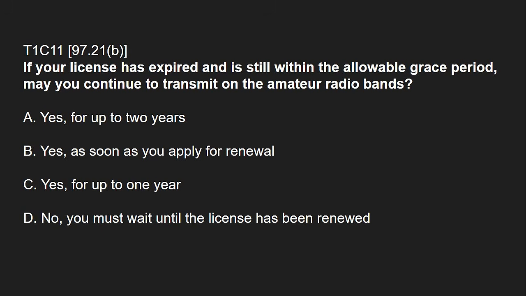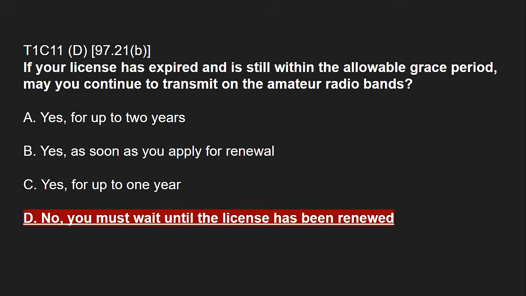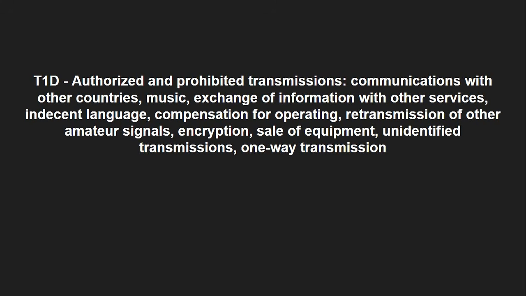T1C11 says, if your license has expired and is still within the allowable grace period, may you continue to transmit on the amateur radio bands? The answer is no. You must wait until your license has been renewed. T1D says authorized and prohibited transmissions, communications with other countries, music, exchange of information with other services, indecent language, compensation for operating, retransmission of other amateur signals, encryption, sale of equipment, unidentified transmissions, and one-way transmission.